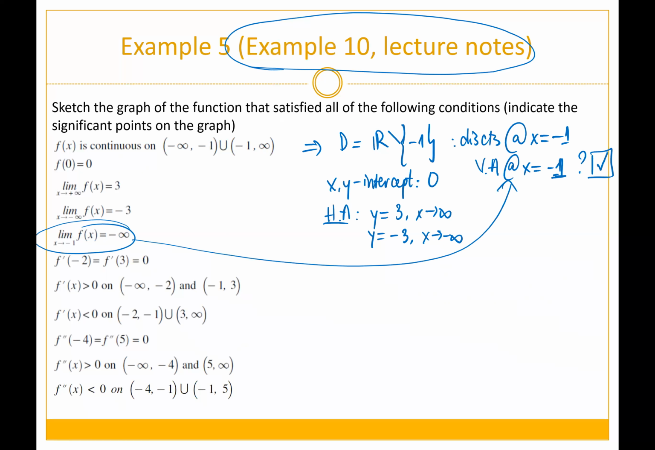So this is confirmed. When x approaches negative 1 from both sides, f(x) is negative infinity. So let's say you have a graph here and this is a special line x equals negative 1, meaning when x approaches it, it's going to go down to negative infinity on both sides of that asymptote. Then you have f prime of negative 2 and f prime of 3 equal to 0. So you have critical numbers x equals negative 2 and x equals 3.